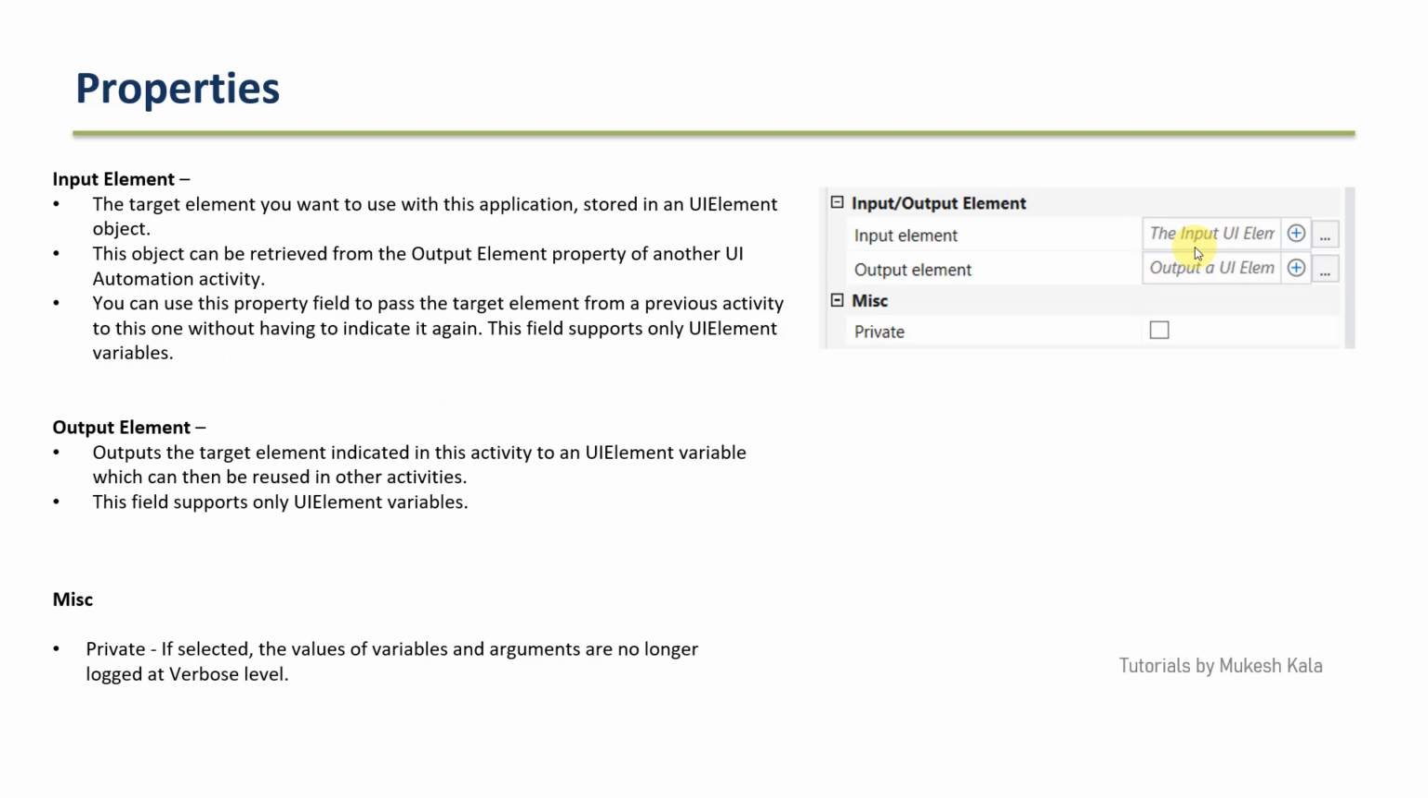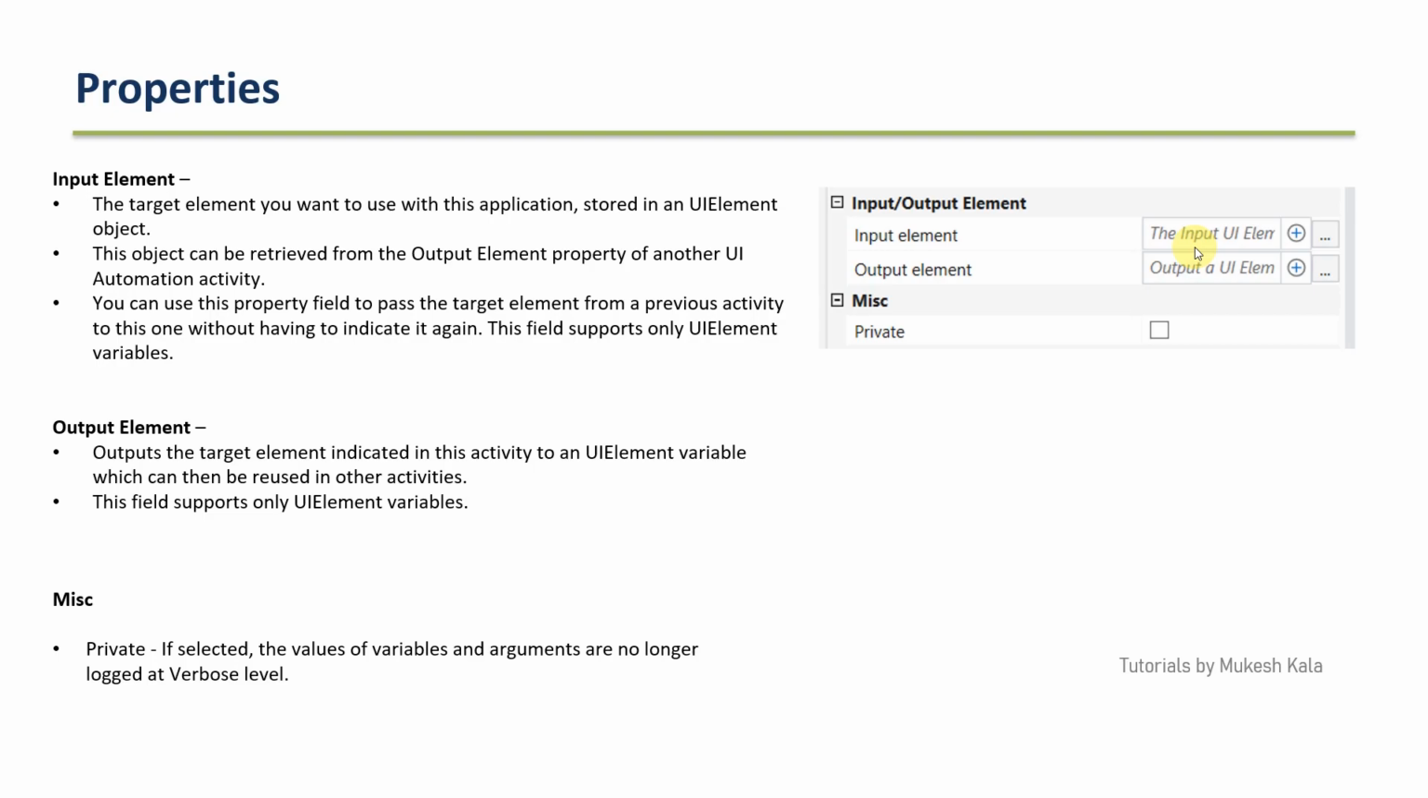Okay. The next property is input element, output element, and the miscellaneous, right? Now, input element: the target of the element you want to use with this application, stored in the UI element object. Very confusing, right? You would be like, Mukesh, what did you say? The second thing is the output element. Whatever you store, you can retrieve that also. But now you might be thinking, how can I utilize this? Can you explain with an example? I am going to do that, right? But just read this theory first.